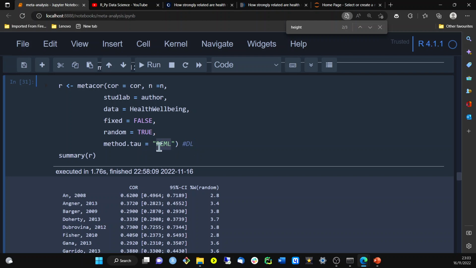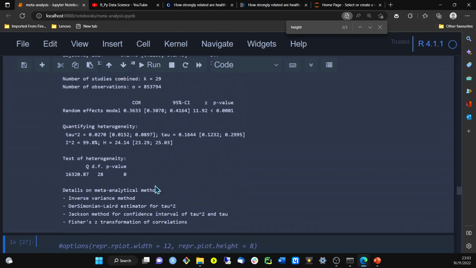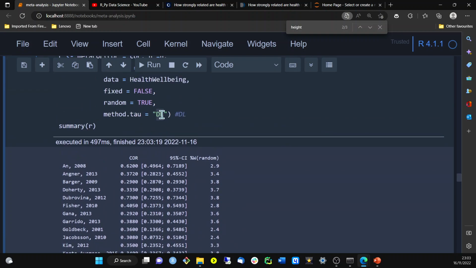Since we suspect they are using DL because they are using theta, let me just replace REML with DL, hoping that we will reproduce the results. Now let me check. I don't think there is a difference. There is a little bit of difference in the confidence interval, but otherwise the random effect model pooled effect size is the same as what we had before. Maybe they have additional adjustments. I cannot really say.